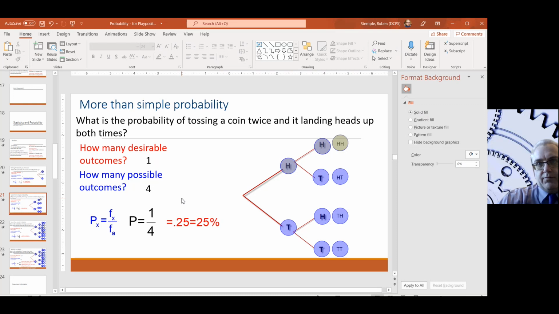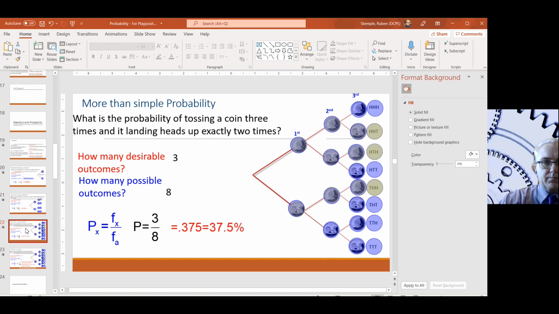Okay, so I'm going to pause there. If you need to back up and see that again, then do that because we're going to add to it here. So a little bit more than simple probability this time. What's the probability of tossing a coin 3 times and having it land heads up exactly 2 times?